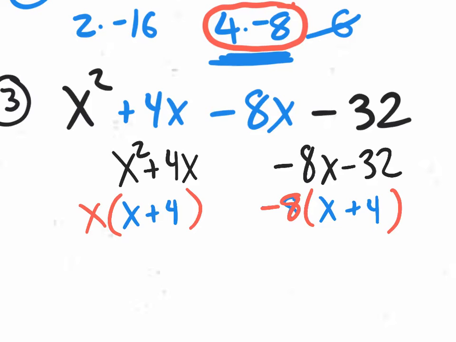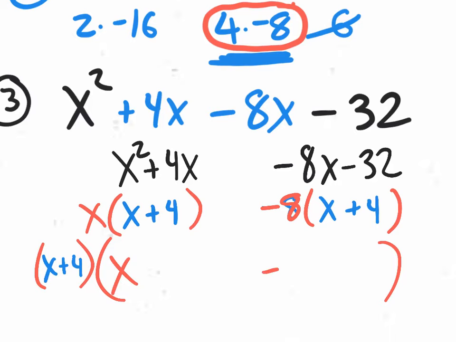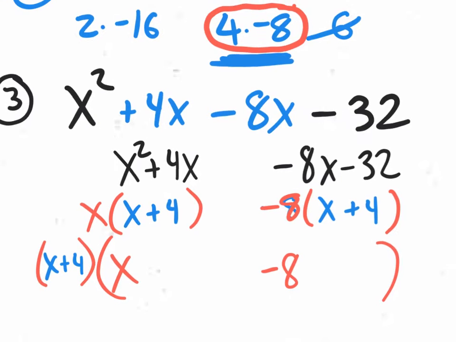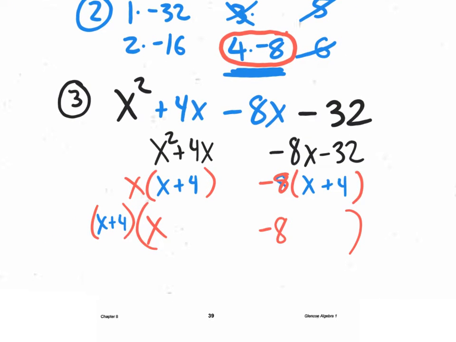And now we could actually pull out that common binomial of x plus 4. I want to write it out here. X plus 4 is now on the outside. What's left over on the inside? X minus 8. So the correct size answer should be x plus 4 times x minus 8.